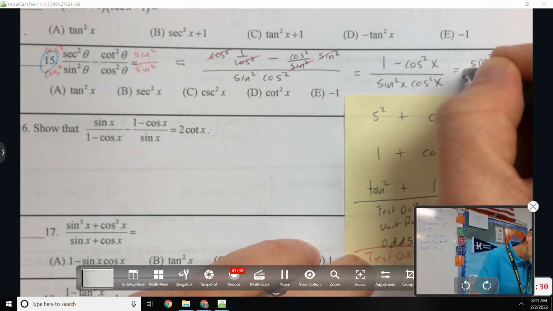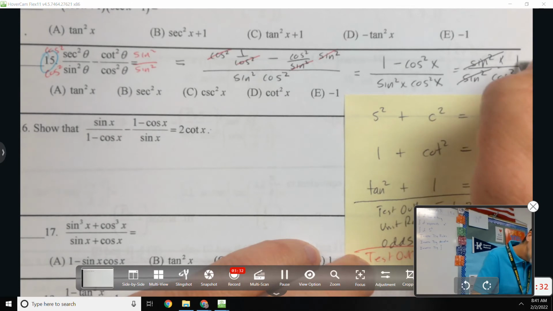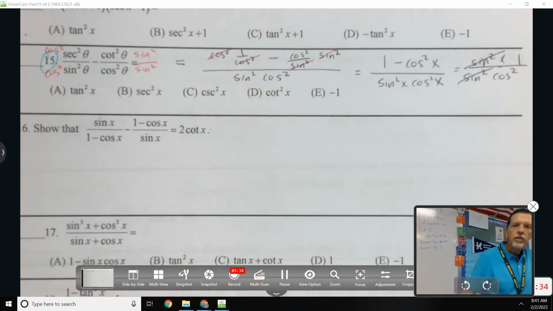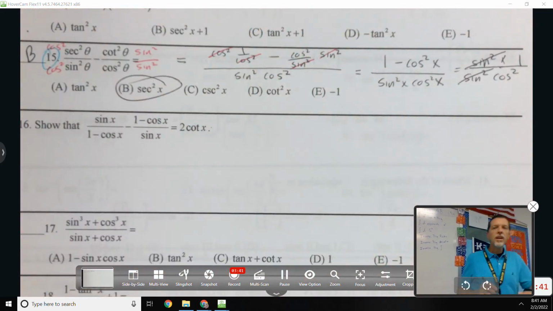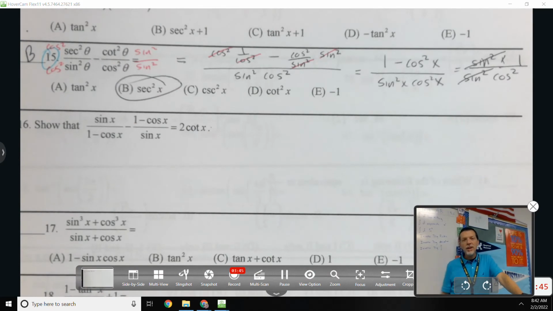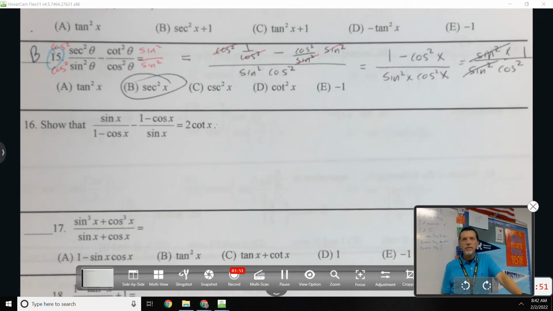And that's good. Now the sine squareds cancel. 1 over cosine squared is the same as secant squared. If you work that problem a different way, that's fine. There's probably other ways to do it. Maybe even easier ways to do it.